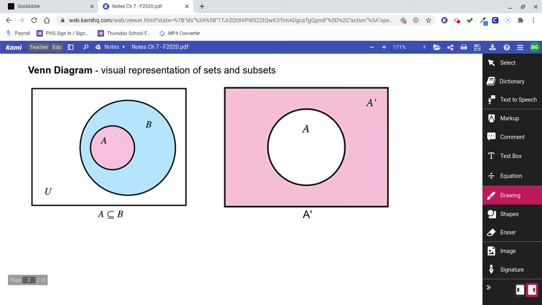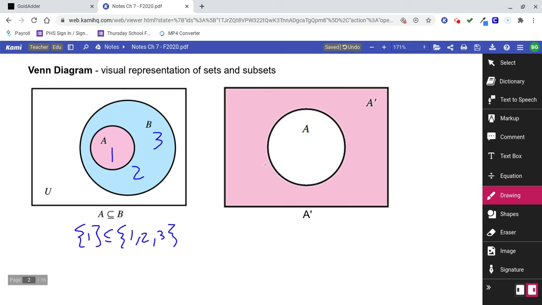So I could give an example. If we go 1 and 2 and 3, you could say set A is a subset of set B, because if you think about it, set B, the circle B, inside of it has a 1 and a 2 and a 3. So the set consisting of element 1 is completely contained within the set of 1, 2, and 3.